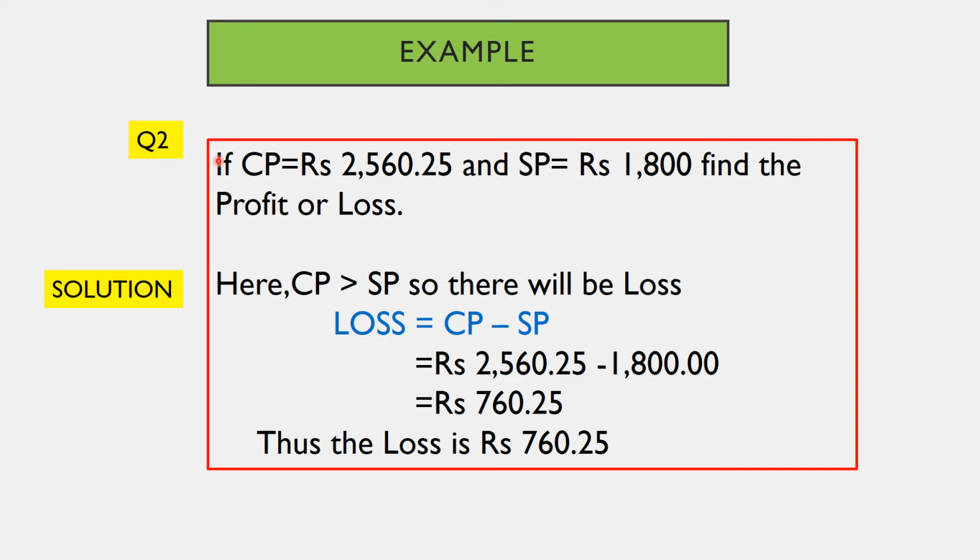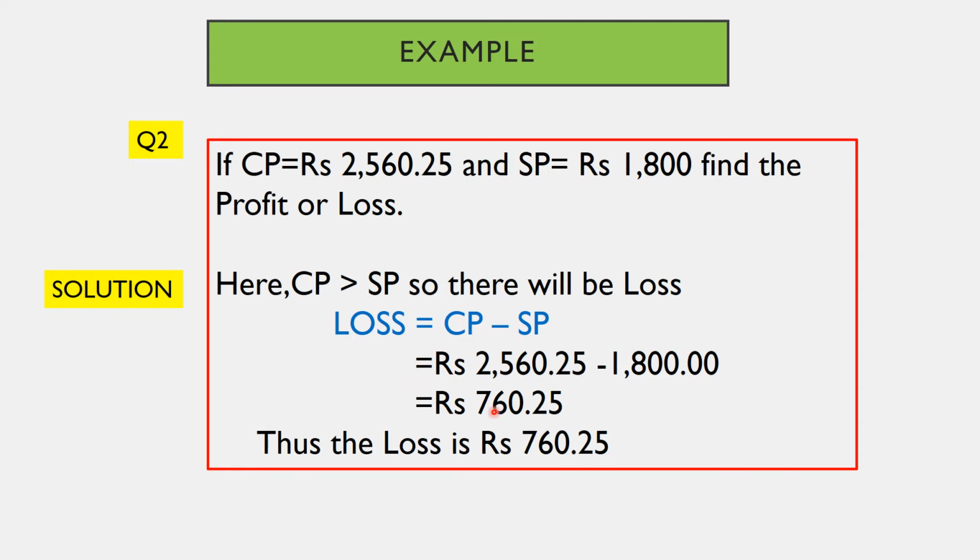Another example, if cost price is rupees 2560.25 and selling price is rupees 1800, find the profit or loss. Now here you can see the cost price is greater, and you are selling at a lesser price. That means you are having a loss. Loss is equal to CP minus SP.